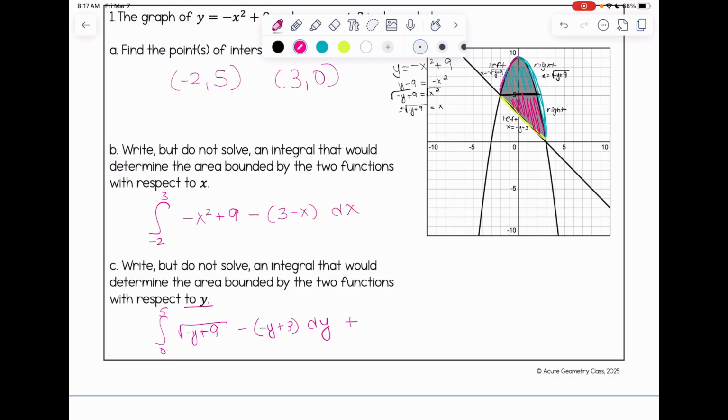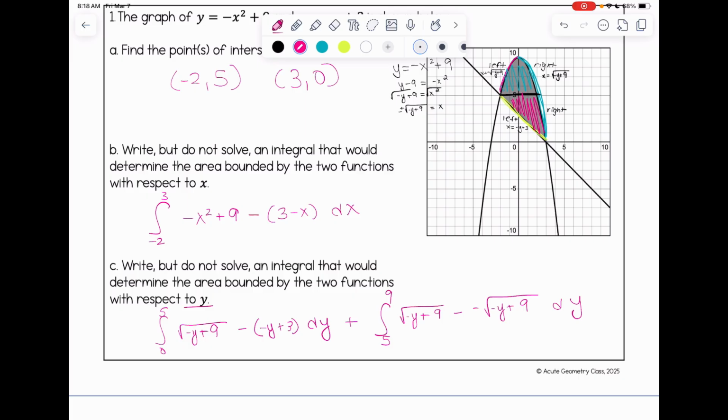Then we're going to add on now this section that I'm shading in blue here. So when I do that here, my integral is now going to go from 5 to 9, because those are the bounds, the y values for that section. Then it's going to be my right function, so positive square root of negative y plus 9 minus the left function, which is the negative version. Okay, you could change that double negative in there if you'd like, dy, and that would be our integral or integrals that represent the area of the shaded region with respect to y.